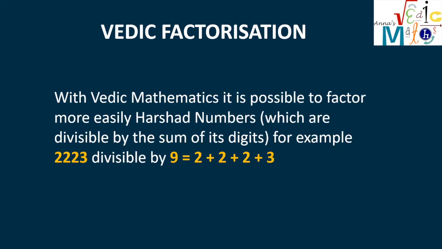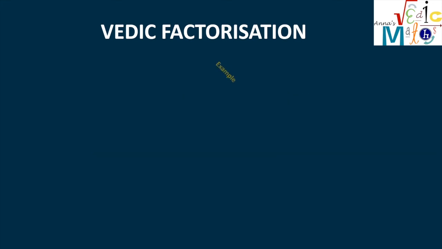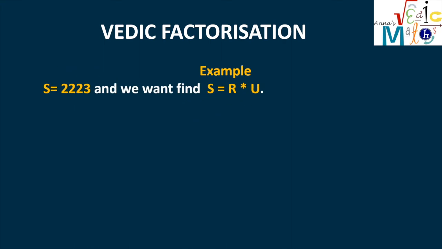Now we can use this type of factorization on one of the Harshad numbers, that we remember are numbers that are divisible by the sum of its digits. In this case, we have 2223, we have 2, 2, 2, and 3, and we find 9. It's a divisor of this number. Let's try to use this basic factorization with the Harshad number 2223.